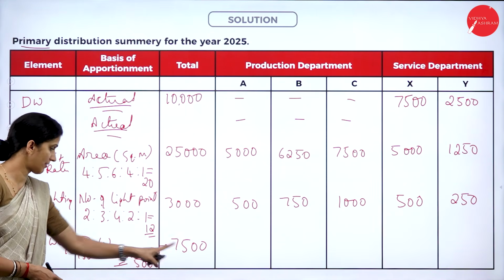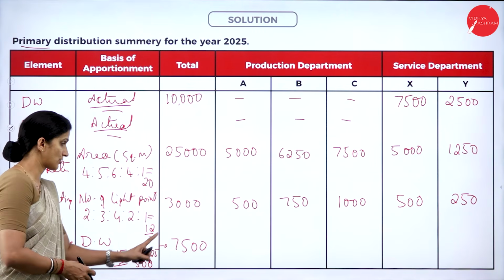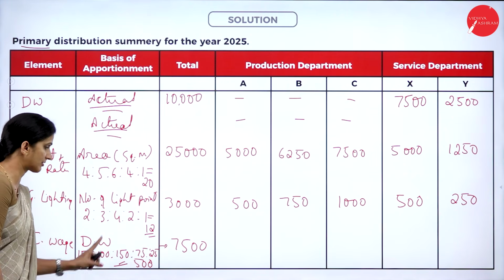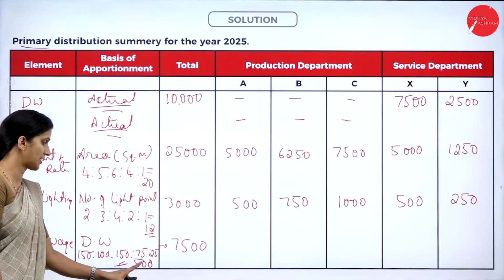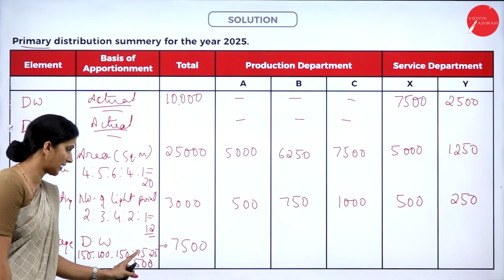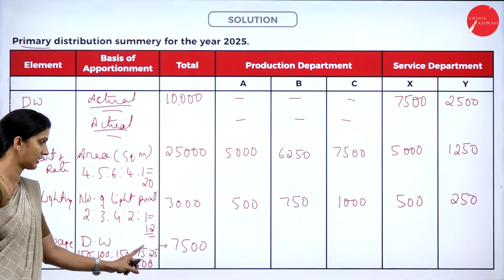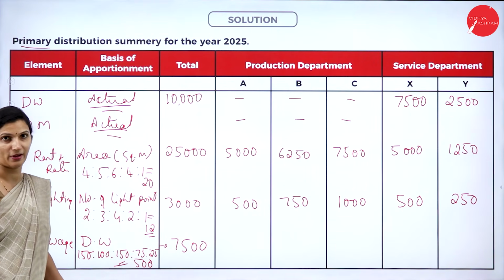So 7,500 into 150 divided by 500, that is for A. Then 7,500 into 100 by 500, that is for B. Then 7,500 into 150 by 500, that is for C. Then for X, 7,500 into 75 by 500. Then for Y, 7,500 into 25 by 500.